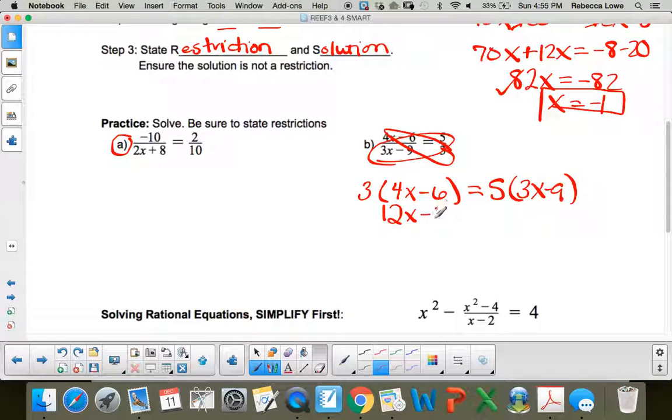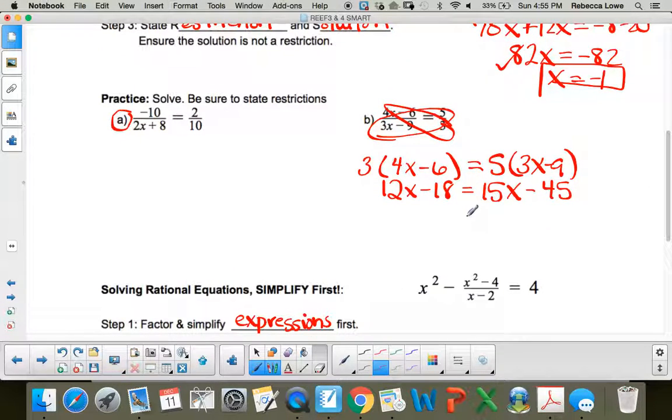Distribute. And now I'm going to do stay and go. Doesn't matter what side you bring the variables to either. I'm going to bring the variables to the right side. So the 15x is going to stay. It keeps its sign. The 12x is going to go. It's going to switch signs.